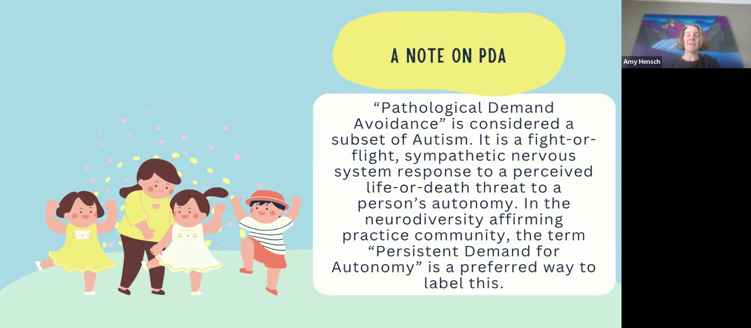Another note on another acronym, PDA, or pathological demand avoidance, is considered a subset of autism. The neurodiversity affirming community prefers to call it a persistent demand for autonomy, as that's what it is. It's typically a fight or flight sympathetic nervous system response to something. To the child or adult, it seems life threatening to them in the moment.